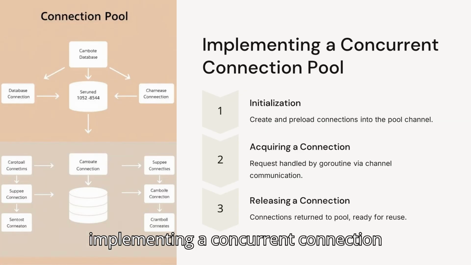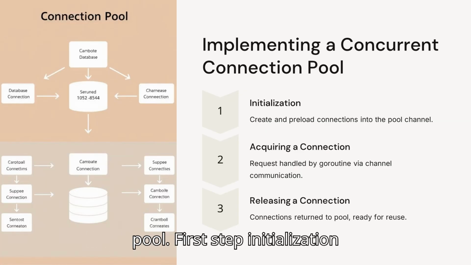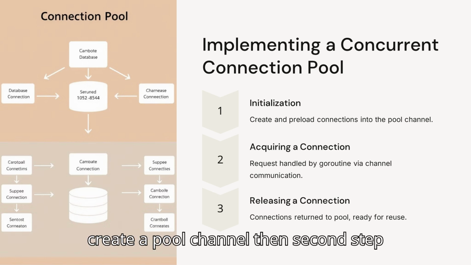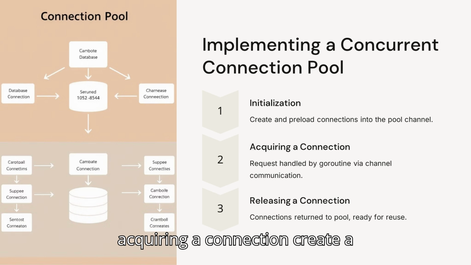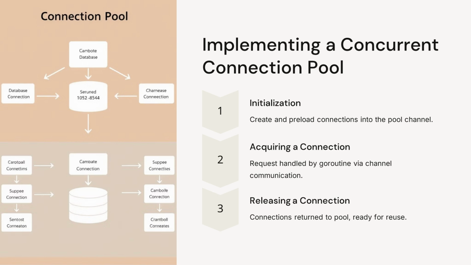Implementing a concurrent connection pool. First step, initialization: create a pool channel. Then second step, acquiring a connection: create a connection via Go. Then third, finally release the connection to the pool.